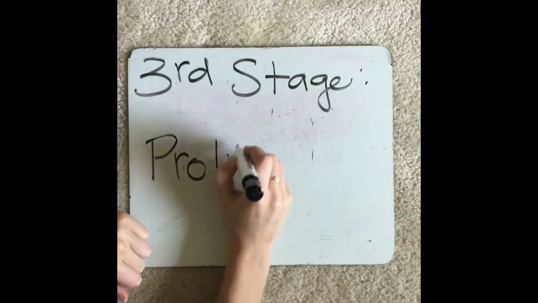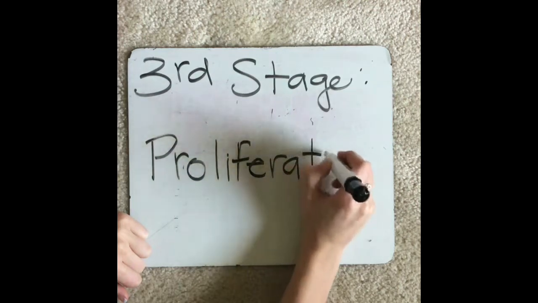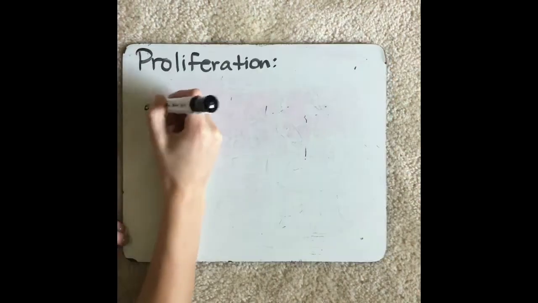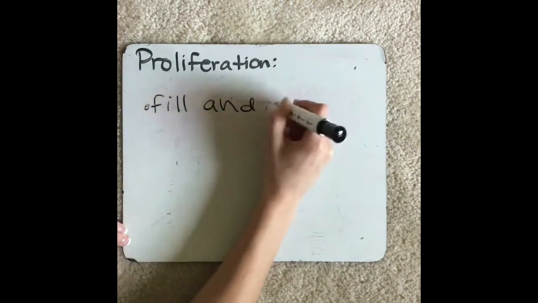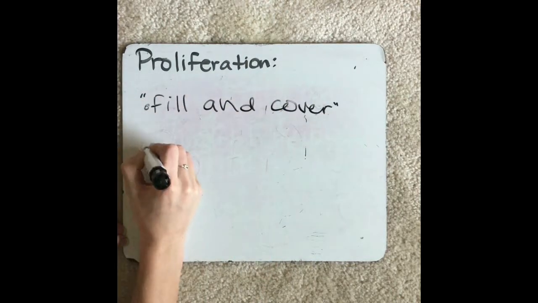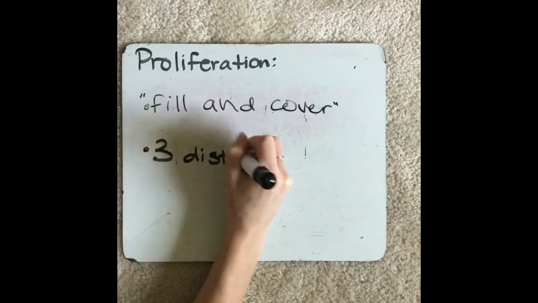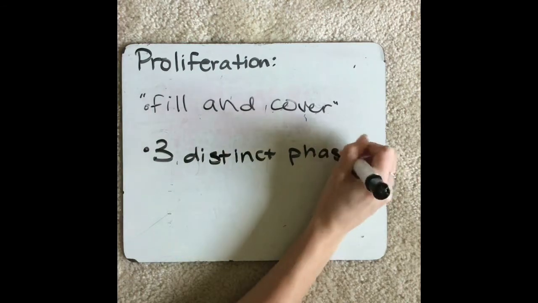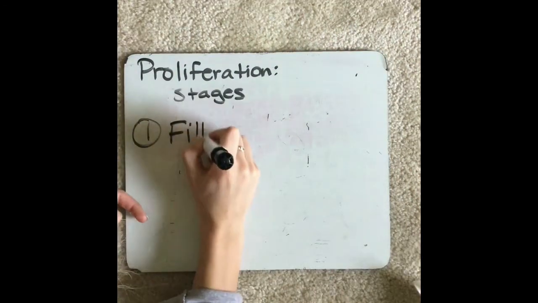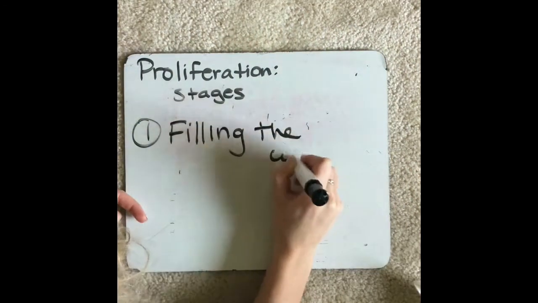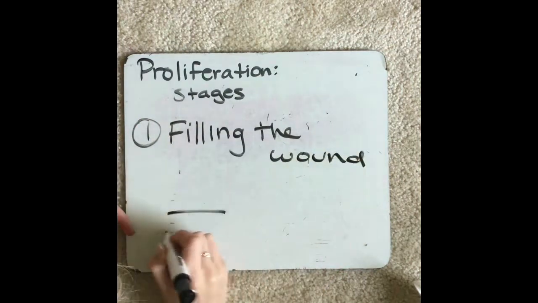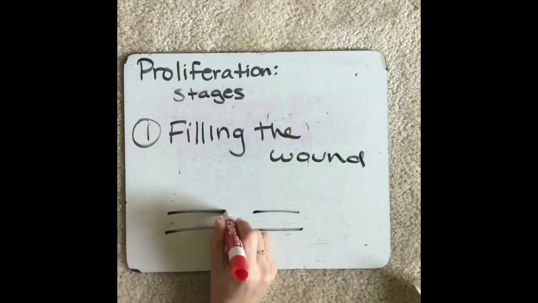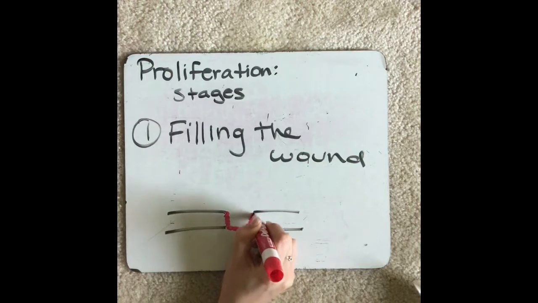The third stage of healing is the proliferative stage. Once the wound is cleaned out, the proliferative phase is designed to fill and cover the wound. This process is made up of 3 distinct stages. The first stage is filling the wound. During this stage, the wound bed is filled with connective tissue and new blood vessels are formed.